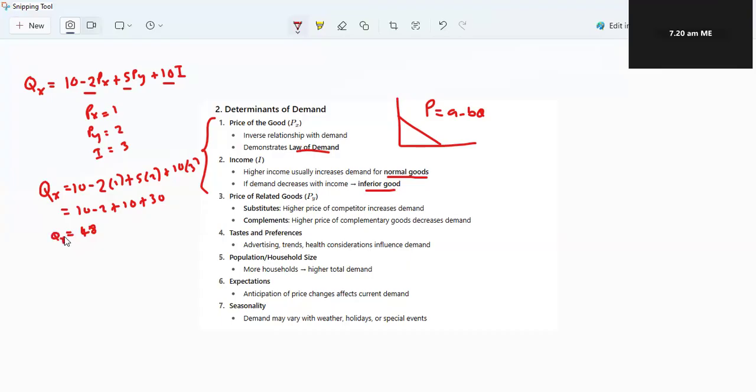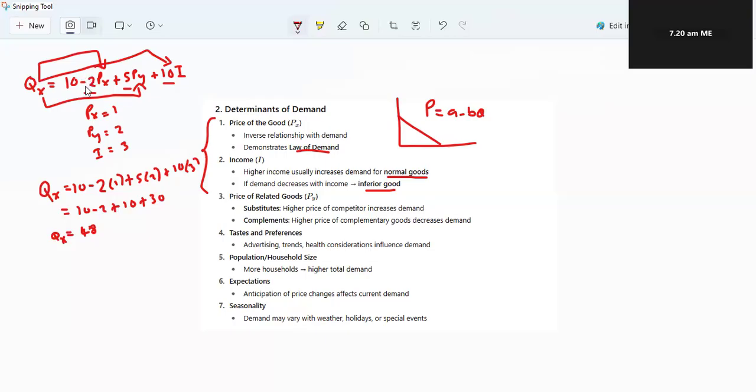As simple as that. Then we have elasticity of the same product on its own price. This is called own price elasticity. We have elasticity of the product on another, crossing to another good. This is called cross price elasticity. We have elasticity of the good to income. This is called income elasticity.